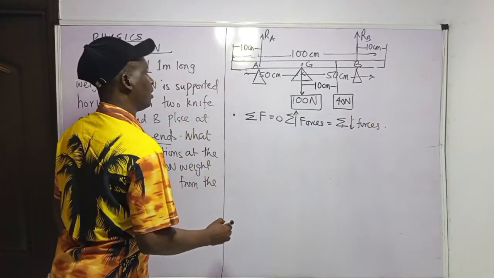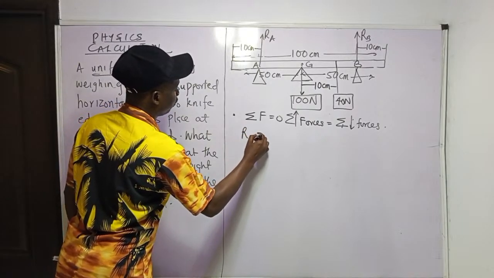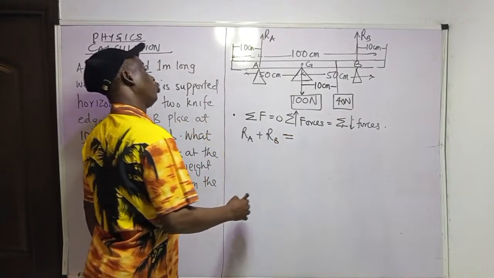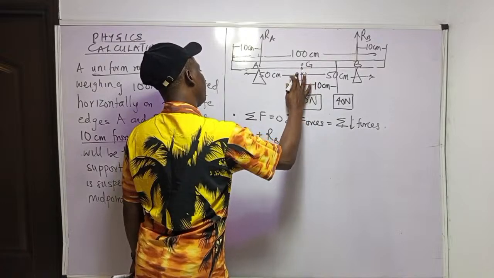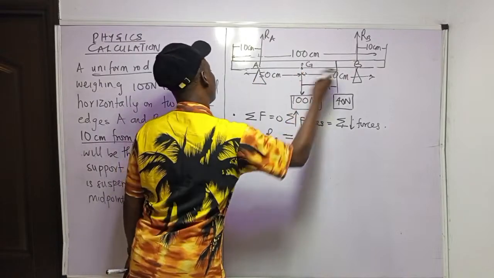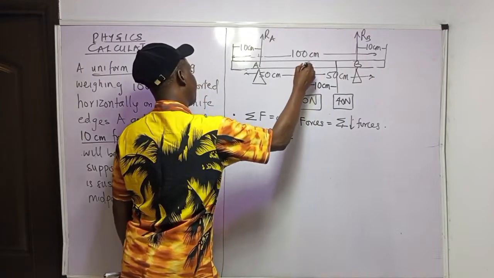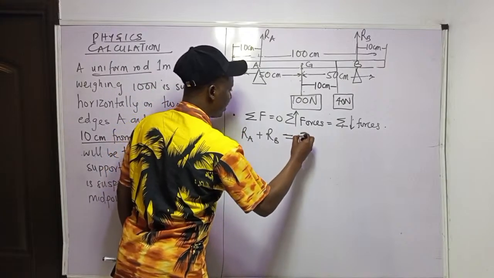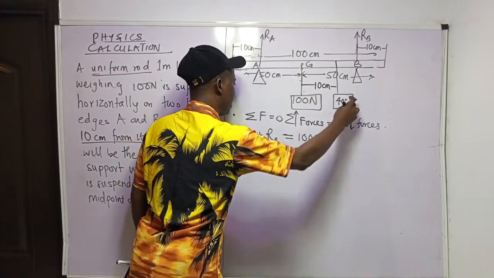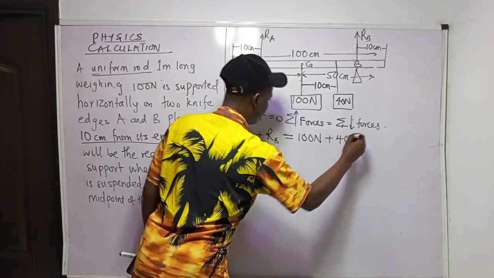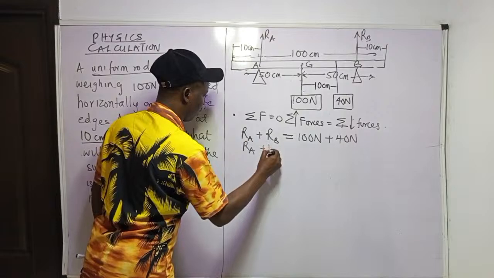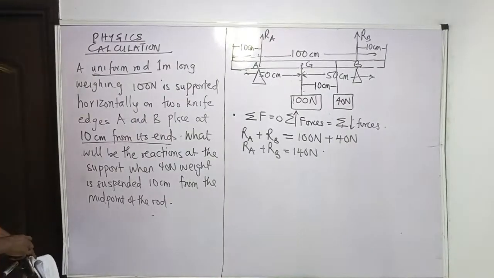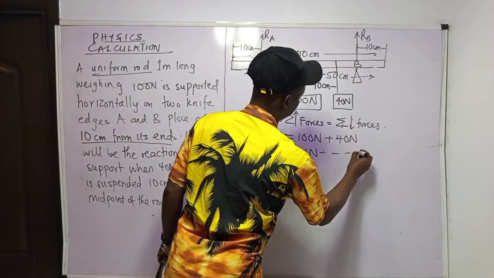So if you agree that now, that means our RA upward positive plus RB, don't forget reaction always acts upward, equals the weight. Let me remove this pivot, since they balance on the two sides of the pivot, you don't need that pivot again. So this is the weight. We have a weight of 100 Newton and another one acting, 40 Newton. So equation 1: RA plus RB equals 140 Newton. Let's call this one equation 1.